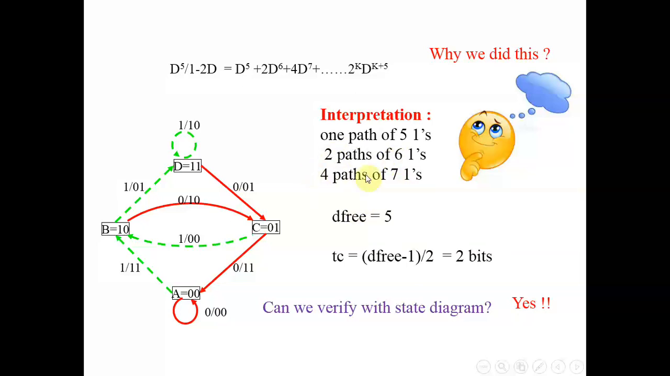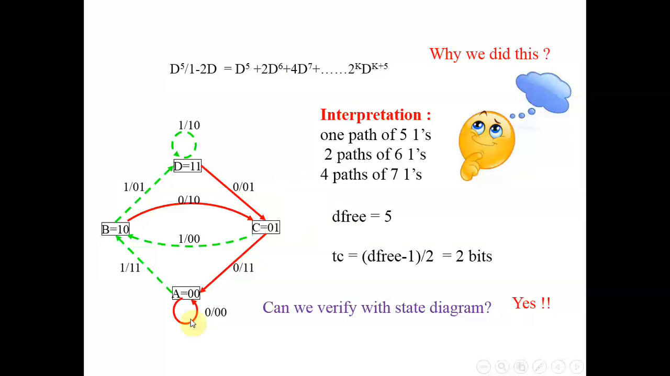Take one of the paths of 7 ones: A to B 2, B to D 2 plus 1 is 3, you remain in D 3 plus 1 is 4, then you go from D to C 4 plus 1 is 5, plus 2 is 7. So that is the most important interpretation.